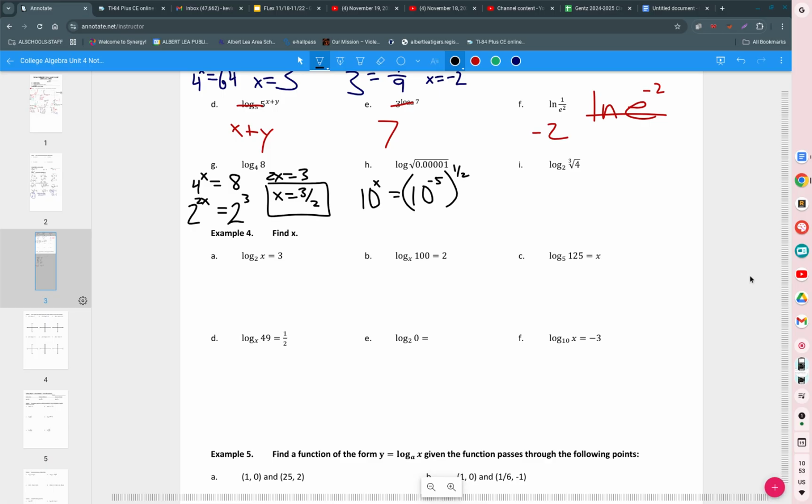Well, the bases are now the same, right? If you have a power to a power, what do you do? Multiply. So I get x is equal to negative 5 halves.